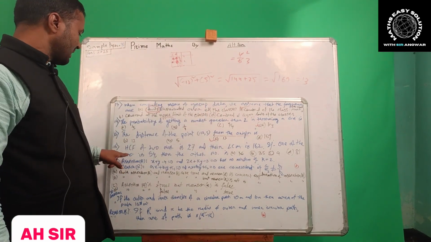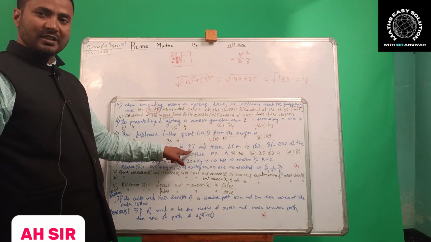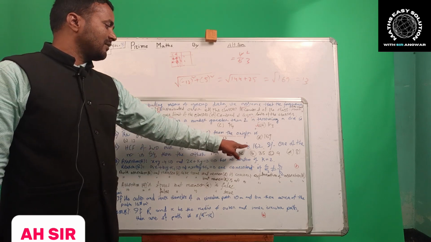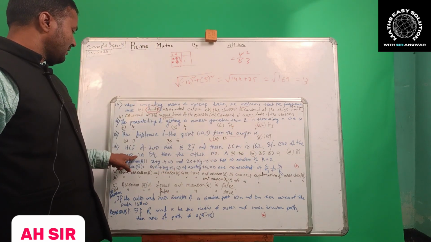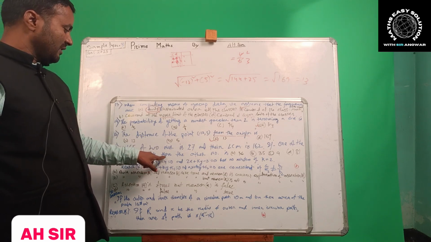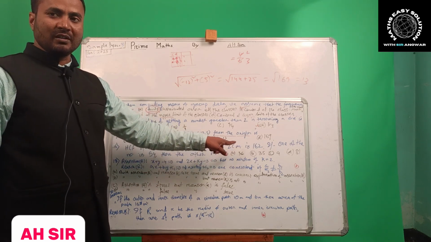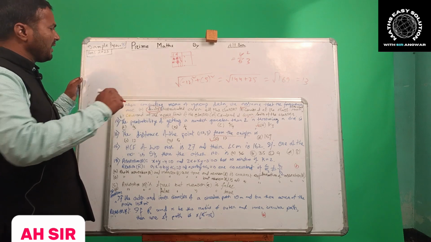Next question. HCF of two numbers is 27 and their LCM is 162. If one number of this question is 54, then which one is the other number? You see the formula here.